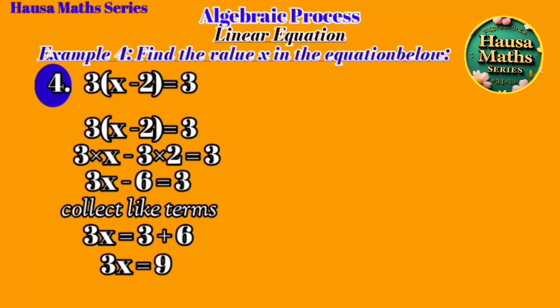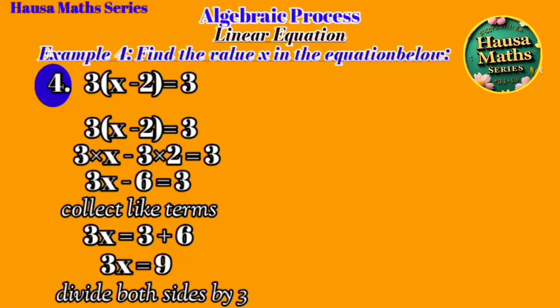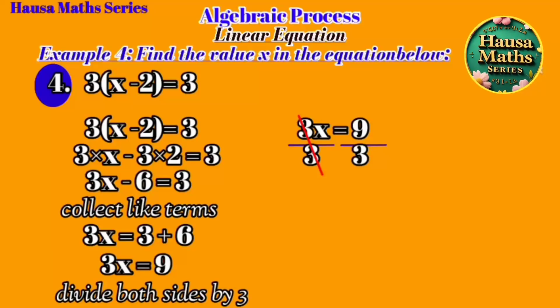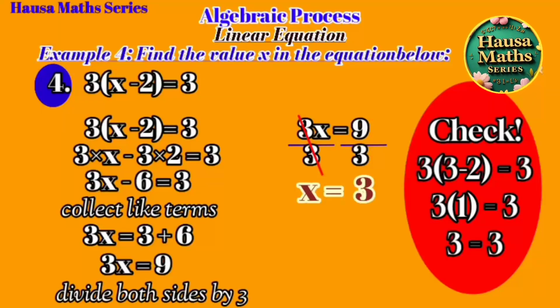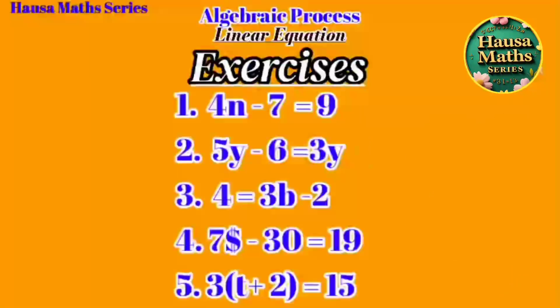Now 3x is equal to 9, by adding 3 and 6. When we have 3x is 9, we are going to divide both sides by the coefficient of x, which is 3. Dividing 3x by 3 gives x, and 9 divided by 3 is equal to 3. So we have got the value of x as 3. Cross-check: when we substitute the value of x here, we have 3 open bracket, 3 minus 2. 3 minus 2 is 1, so 3 times 1 is 3.